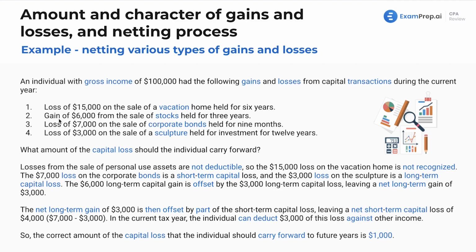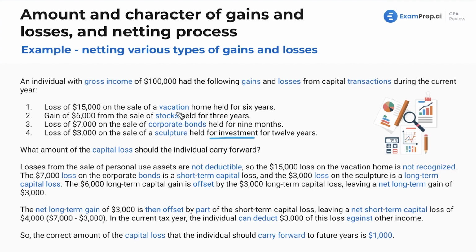You've seen this one before. We know that that's going to be capital gain. Loss of $7,000 on the sale of corporate bonds held for 9 months. And lastly, loss of $3,000 on the sale of a sculpture held for investment for 12 years. Now, this is important to keep in mind for the sculpture.